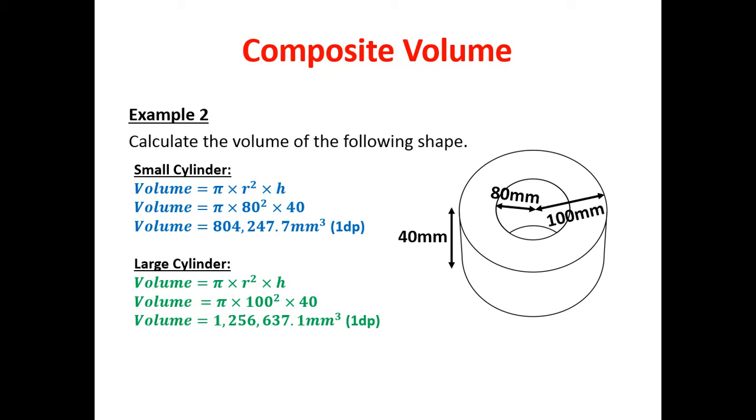Now, to work out the volume of the shape, we're going to actually subtract the small cylinder volume from the large cylinder volume, because we're cutting out the small cylinder and taking it away. So we're going to take 1,256,637.1 and subtract 804,247.7 to get a volume of 452,389.4 millimeters cubed.